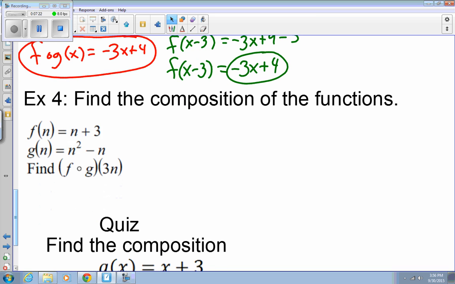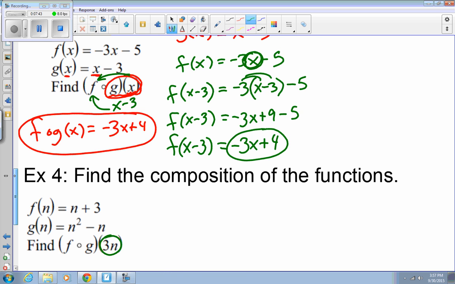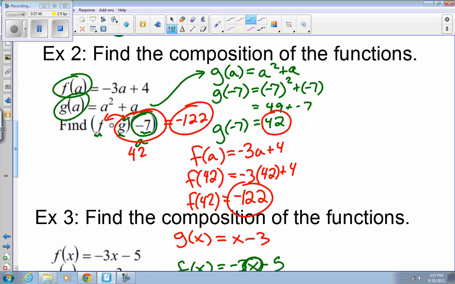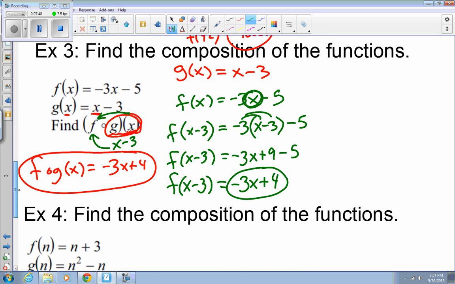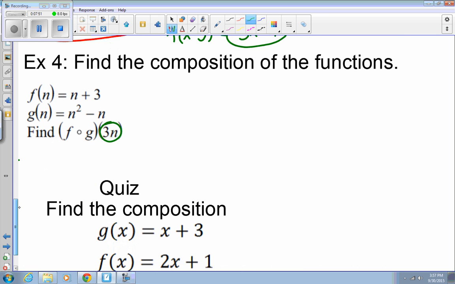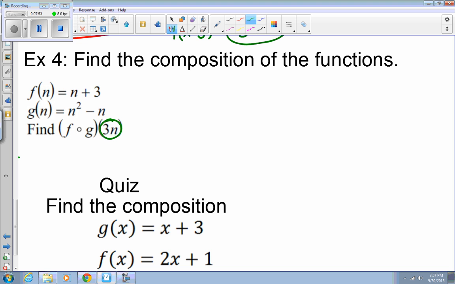Sometimes instead of a number or just a variable, you actually have an expression. So in this case, we have 3n. So we have f of g of 3n. So like the other ones where we had, up top here, negative 7. We're substituting in negative 7, or here substituting in x. Down here we're going to be substituting in 3n. So what are we going to substitute in first? Into the g function. So g of 3n.